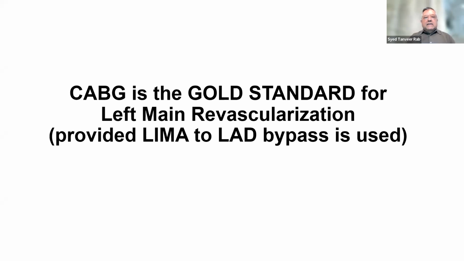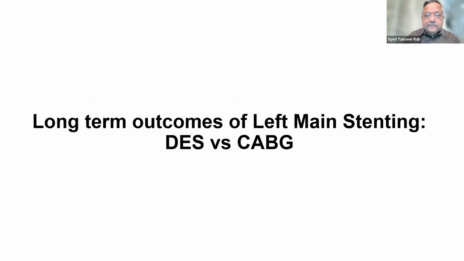But the CABG gold standard for left main revascularization is provided a LIMA to the LAD graft was used. If you put a vein graft in, your survival with vein grafts is not as good as a LIMA to LAD graft, and this has been proven over the last 20, 25 years. So for a conduit, the LIMA to LAD graft is the best graft, and we as interventionalists should understand the LIMA graft is superior to PCI for complex coronary disease.